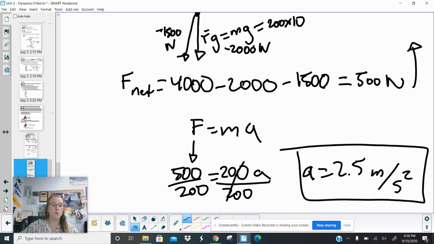We're going to practice that a little bit more in class, but hopefully that makes sense on what we're doing. Find the net force, plug it into F equals ma with the mass, solve for acceleration. We're going to practice that more in class.